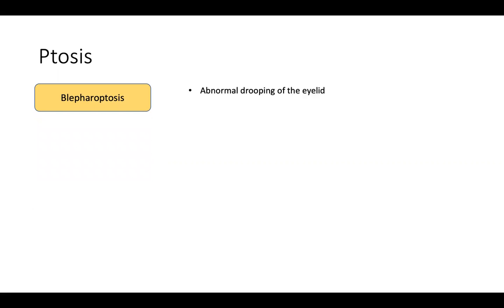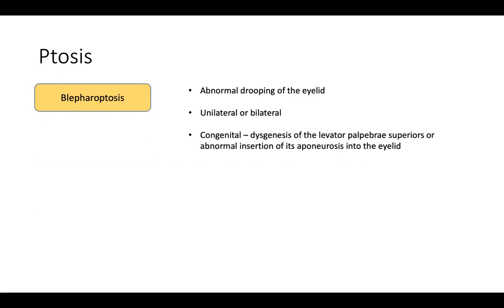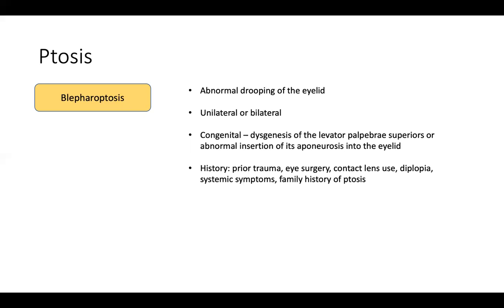Blepharoptosis is an abnormal drooping of the eyelid. Unilateral or bilateral ptosis can be congenital from dysgenesis of the levator palpebrae superioris or from abnormal insertion of its aponeurosis into the eyelid. Acquired ptosis can develop so gradually that the patient is unaware of the problem.